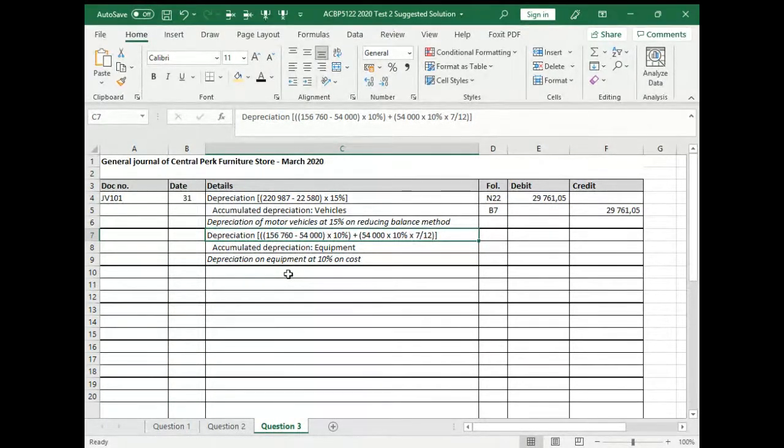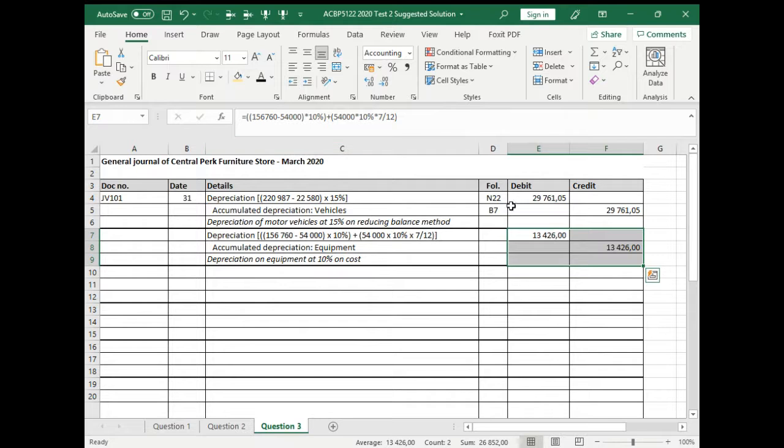We remove the 54, which is the addition during the year. We multiply that with 10%. And then we add on the 54,000, which is the new item, and then we only work out the depreciation for the 7 months that it was used for. And that value, when you do the calculation, is 13,426 Rand. Okay, are you all fine so far?